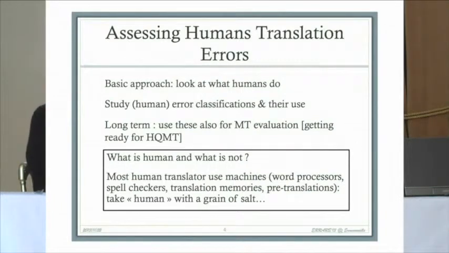And the basic approach we took is to look at what humans do. So we started studying human error classification and the ways they are used. And Natalie will talk about it later. But in the long term, there is another potential interest in these studies: we're getting ready for the next high-quality machine translation. So when machine translation is as good as human translation, maybe this kind of errors we see now in human translations will be seen as well in machine translations.